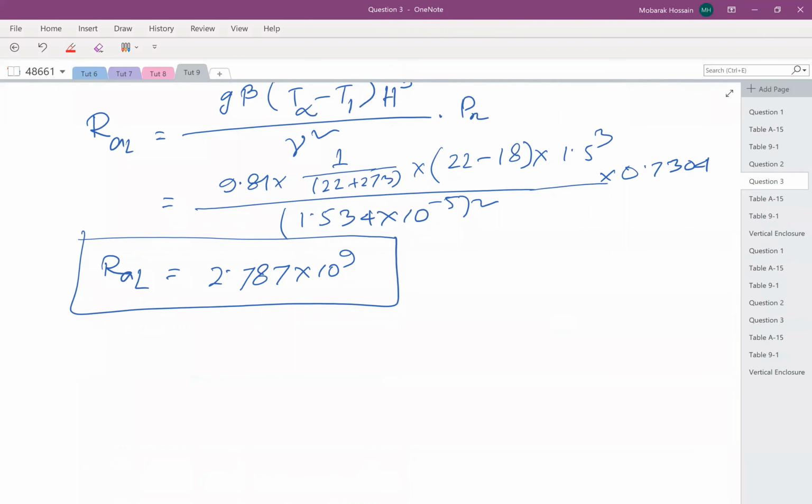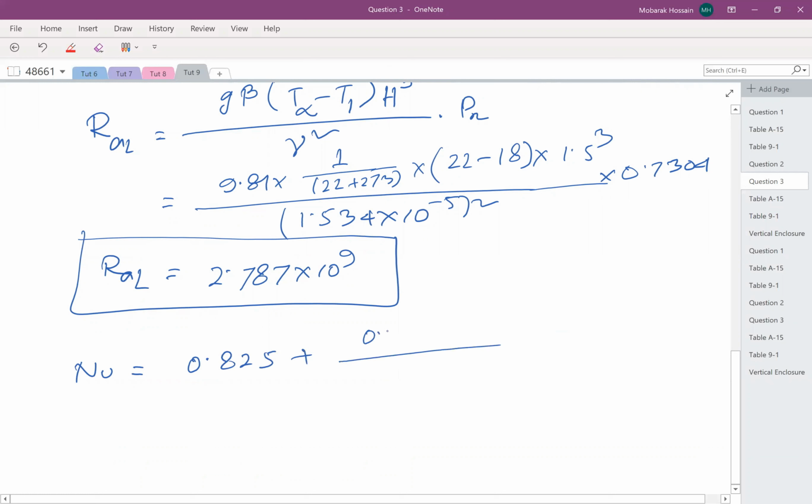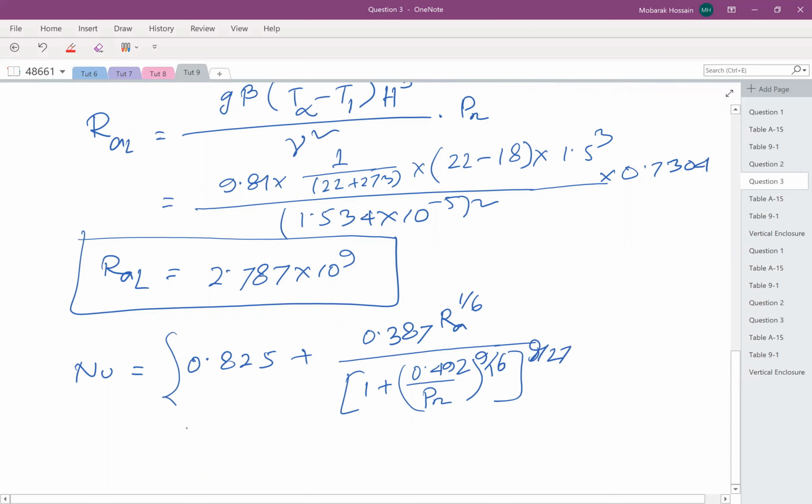So based on the number, we select the vertical plane Nusselt number formula from the table, and it is 0.825 plus 0.387, then Rayleigh number to the power 1/6, divided by 1 plus 0.492 over the Prandtl number, to the power 9/16, then again to the power 8/27, then the whole square. It's a complex formula.